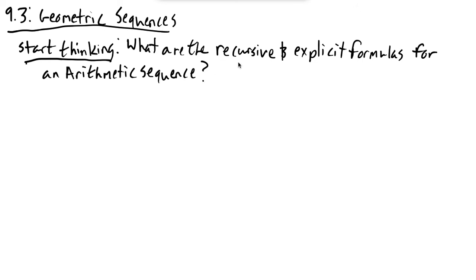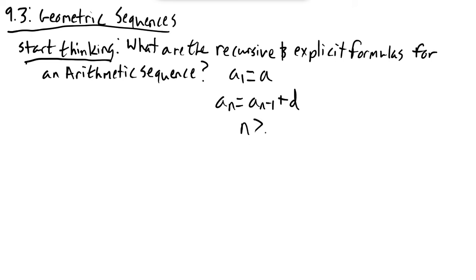Remember, the recursive one was the one where we needed the previous term. In the explicit formula, we could use any term. So the recursive formula said that our first term was equal to something, and then every term after that would be equal to our previous term, a sub n minus 1, plus d, our common difference.